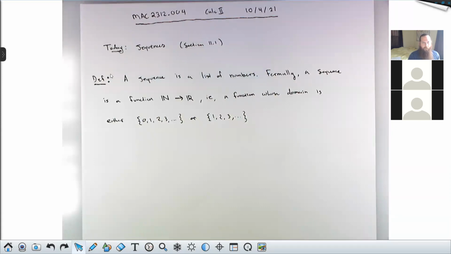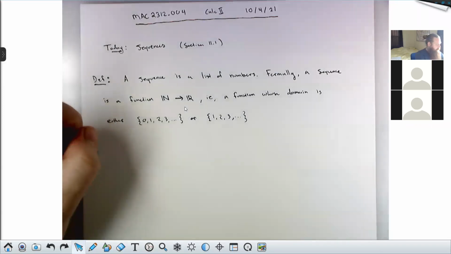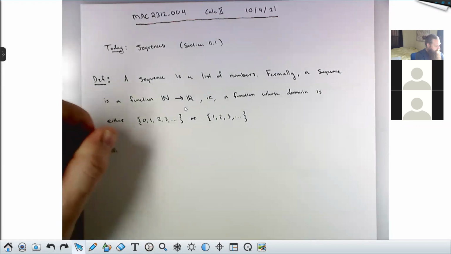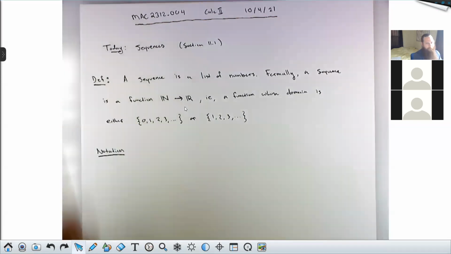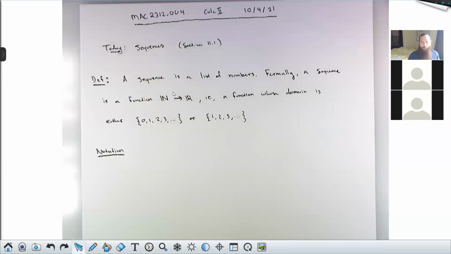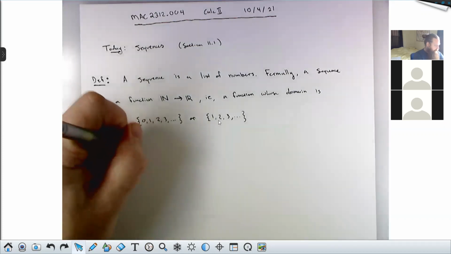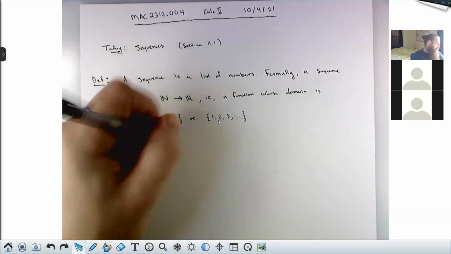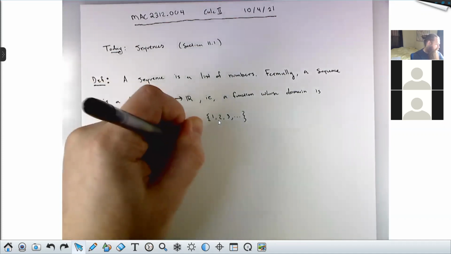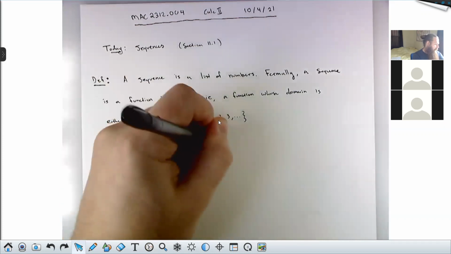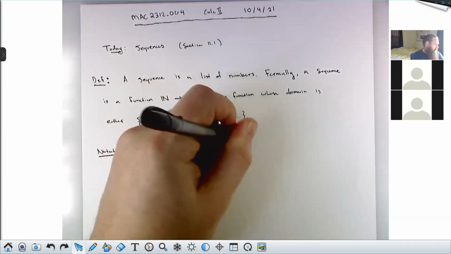I think the first little hurdle we need to clear here in order to understand this stuff is the notation. So normally, when you write down a function, you write f of x, right? f of x equals, and then some formula for the output in terms of the input. Here, because the independent variable is always an integer, we use the symbol n for the independent variable.